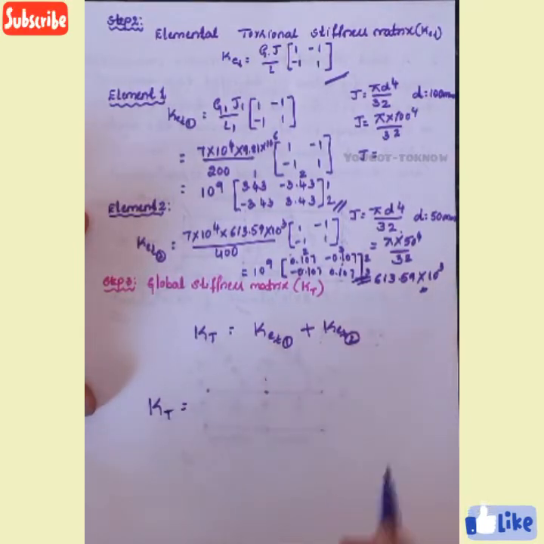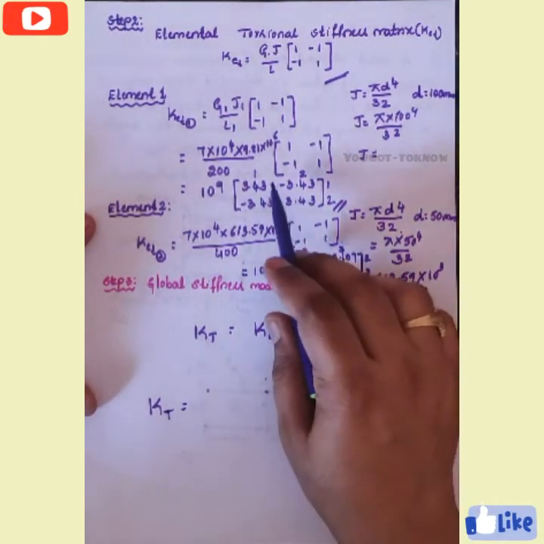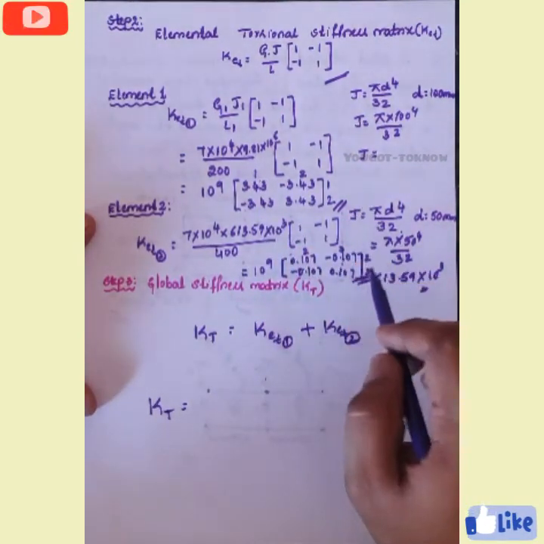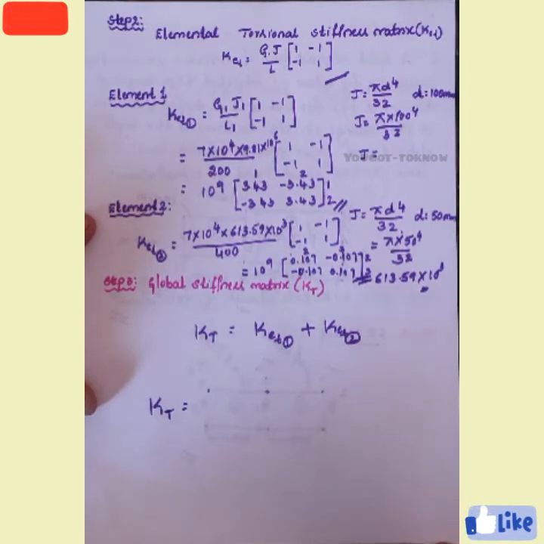How to write it? You have to check the number of rows and number of columns. How many rows and columns? See, if I see 1, 2, 3, 1, 2, that means there are 3 nodes. At 3 nodes, only one angular twist is there. Each node has an angular twist, that is theta 1, theta 2, theta 3. That means it should be 3 cross 3.